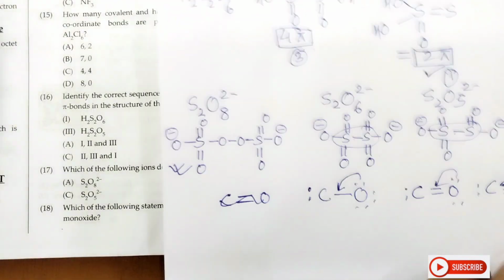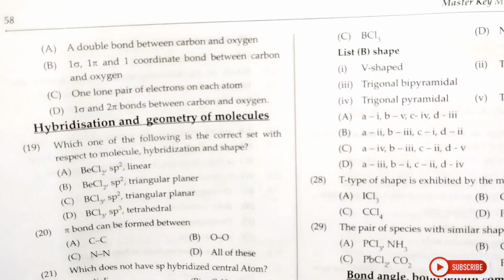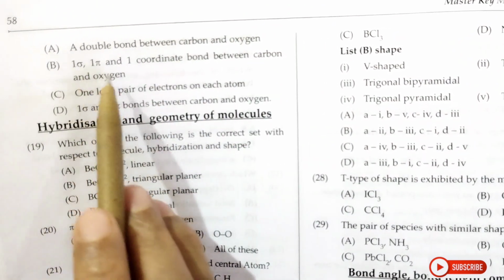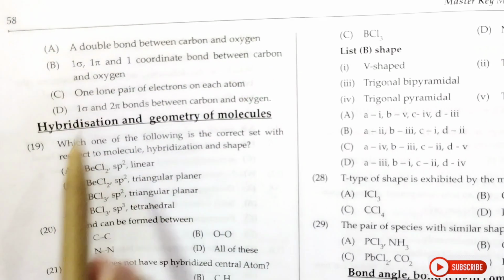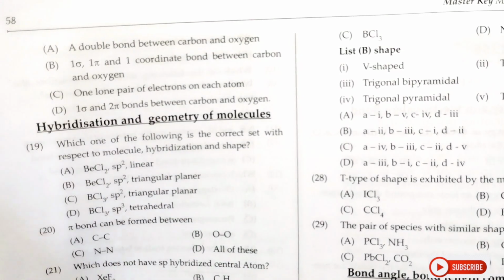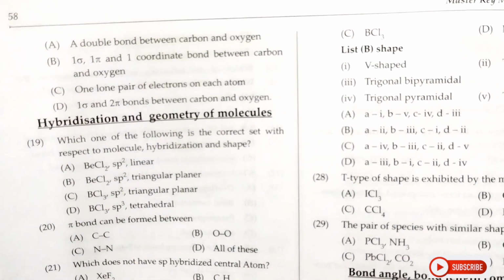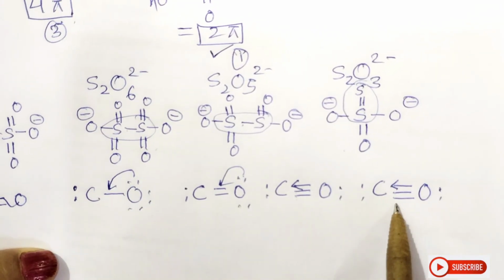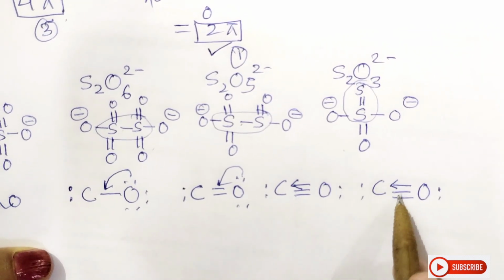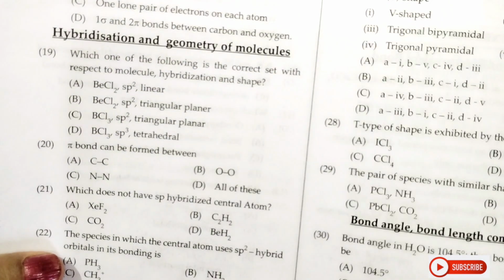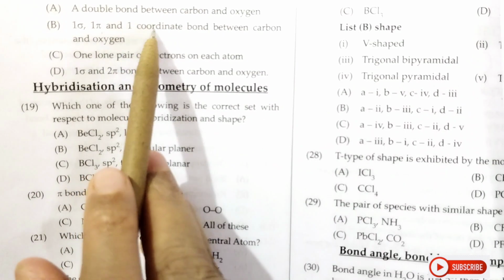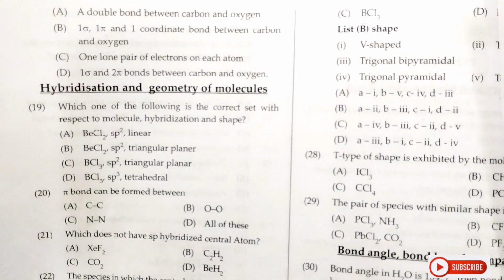So the answer here is, let us check the options. So the options are a double bond between carbon and oxygen, 1 sigma, 1 pi, 1 coordinate bond between carbon and oxygen, 1 lone pair of electron on each carbon atom, 1 sigma, 2 pi bonds between carbon and oxygen. If you see the structure, there are 2 covalent bond, one is sigma, one is pi, and a coordinate bond. So the answer here is second option. 1 sigma, 1 pi and 1 coordinate bond between carbon and oxygen.